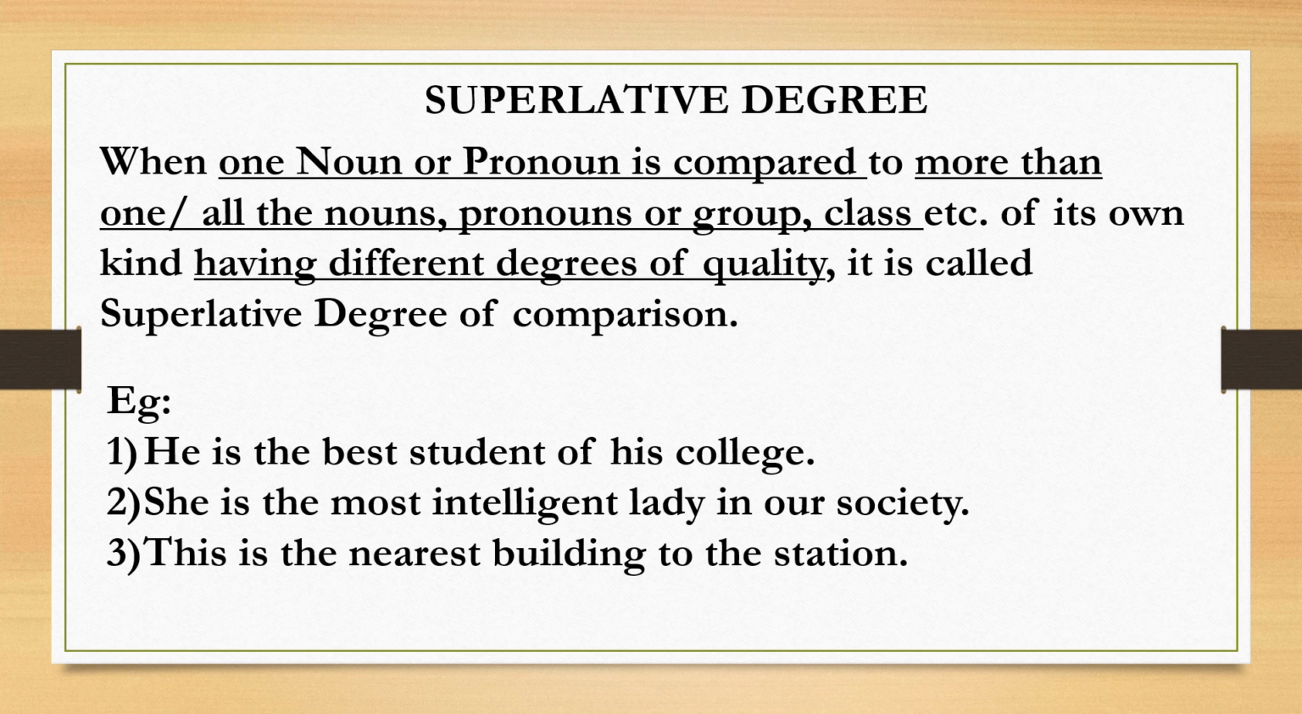Even when you consider the last sentence, this is the nearest building to the station. We see a comparison where the demonstrative pronoun this is said to have the highest degree of being the nearest building to the station.